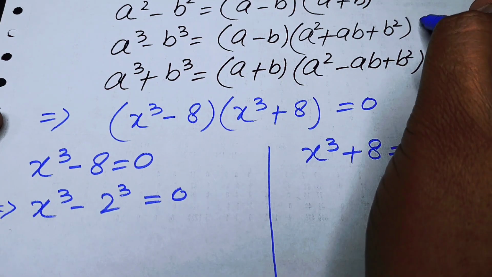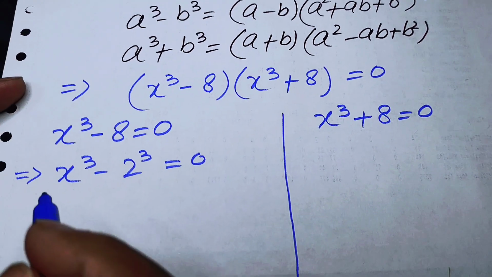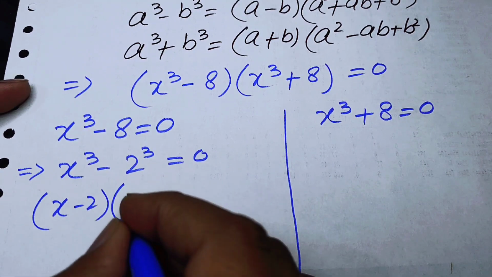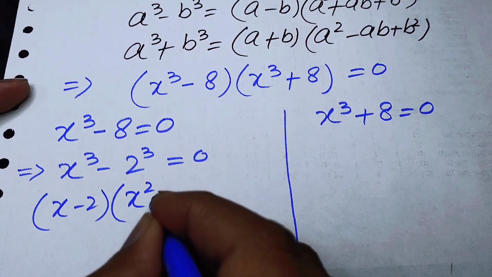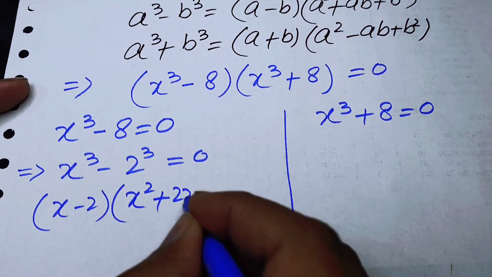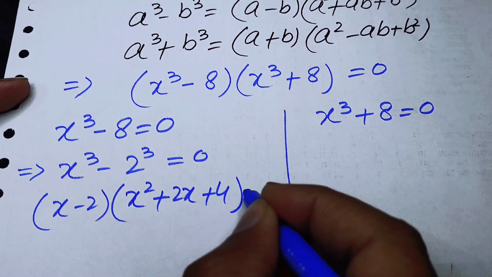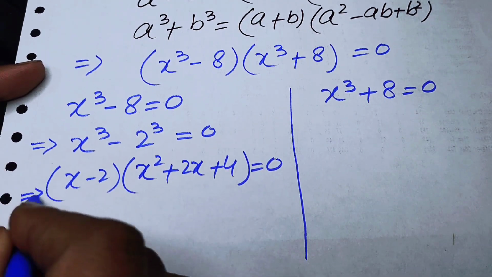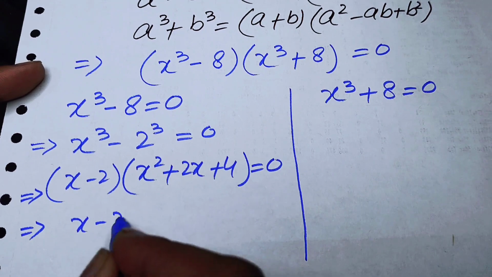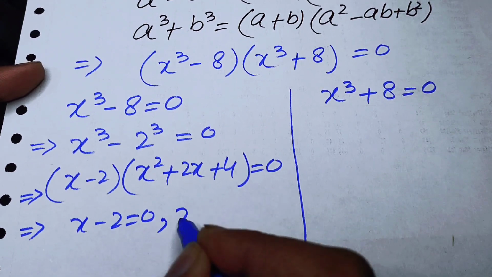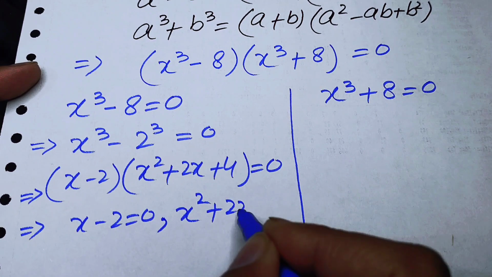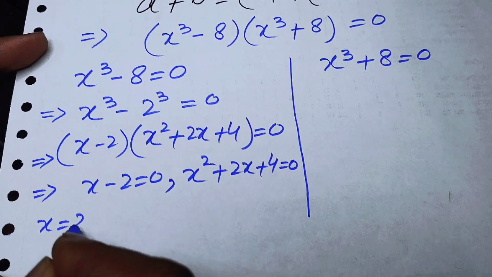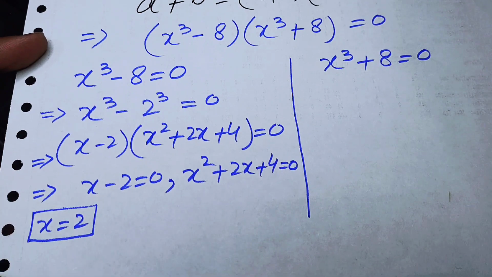Now we can apply this formula and you will get (x minus 2) times (x squared plus 2x plus 4) is equal to 0. Now we can further simplify this, and you will get x minus 2 is equal to 0 and x squared plus 2x plus 4 is equal to 0. So here you can get the value of x, which is 2.